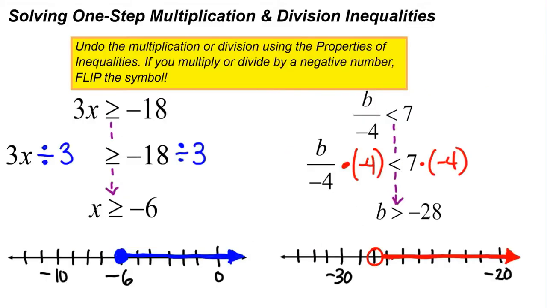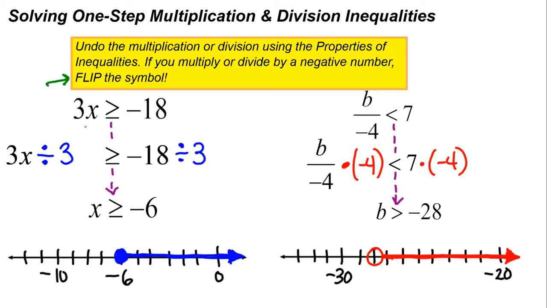So how do we use these rules to solve one-step multiplication and division inequalities? Well, we're going to undo the multiplication or division using the properties of inequalities, but we have to remember that one extra thing. If in the process of solving the inequality, we multiply or divide by a negative number, you have to flip the symbol. Okay, so we're going to solve them just like we solved our equations, but we have to keep that one extra thing in the back of our mind. If we multiply or divide by a negative number, we have to flip the symbol.